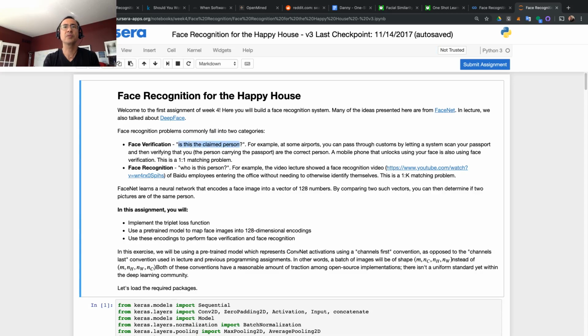For example, at some airport, you can pass through customs by letting a system scan your passport and then verifying that you, the person carrying your passport, are the correct person. A mobile phone that unlocks with your face is also using face verification. It's a one-to-one matching problem. Face recognition is more answering the question of who is this person. For example, the video lecture shows a face recognition system letting employees enter the office without needing to otherwise identify themselves.